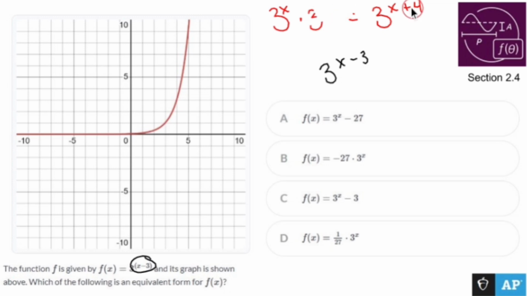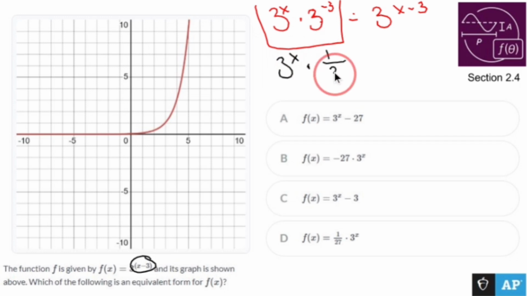if that was a negative 3, would have me adding the exponents, and x plus negative 3 is x minus 3. So I can rewrite this as 3 to the x times 3 to the negative third. Now, is that an option? No, no, no, and no. Now, what I do know is 3 to the negative third can be written out as 1 over 3 to the third. So I have 3 to the x times 1 over 3 to the third. Is that an option? No.